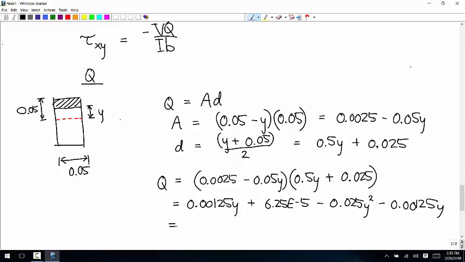Okay, let me rewrite this. So 0.025 y squared. Ooh, those two cancel out. So is that what I got here? 0.025 y squared plus 6.25 times 10 to the minus 5 for Q. Okay.